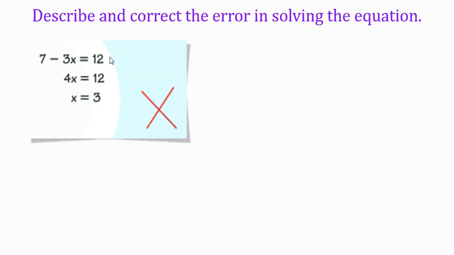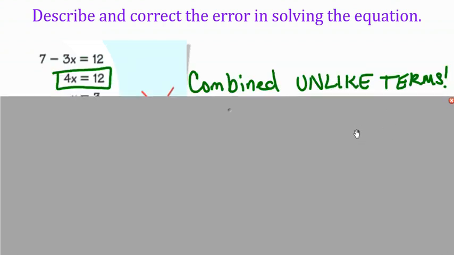Well, here's the original problem. So let's see, first step, they ended up with 4x equals 12. Well, 7 is a constant, and here we have a 3x, and those are not like terms, so we cannot combine them together. So that second step, by combining unlike terms, that gave us the problem. Well, how should it have been solved?